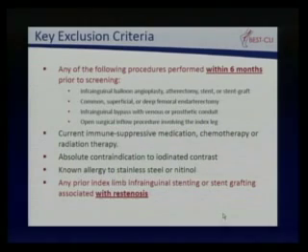I talked about the inflow. You cannot do the inflow and the bypass or the stent at the same time. But if you did it more than 6 months ago, you can enroll the patient. The idea is they want to look at the infrainguinal intervention and take the inflow out of the picture.